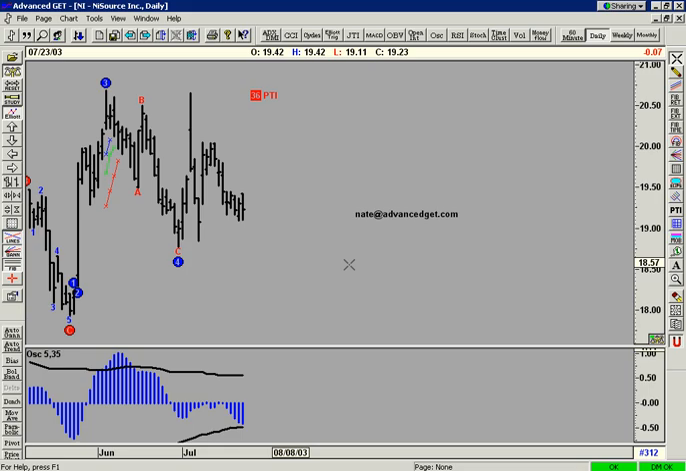The real time is a little bit different in how we do the searches in the AdvancedGet scanner. Those are already pre-built for you, so you just need to select them from a drop-down menu. So no need to have that in there. Absolutely.